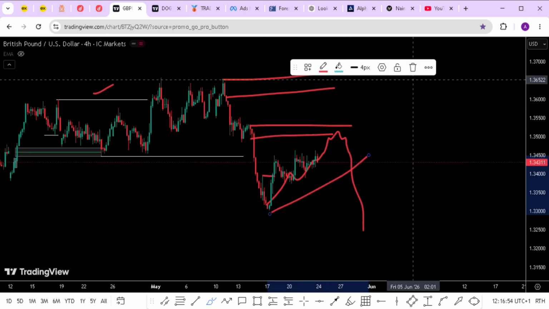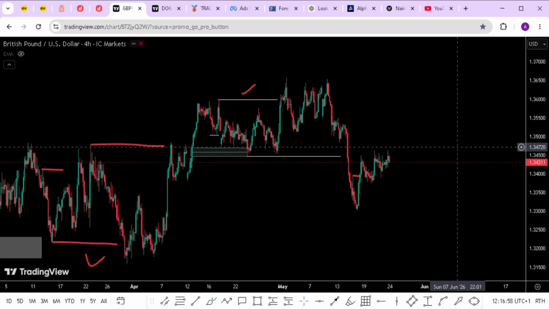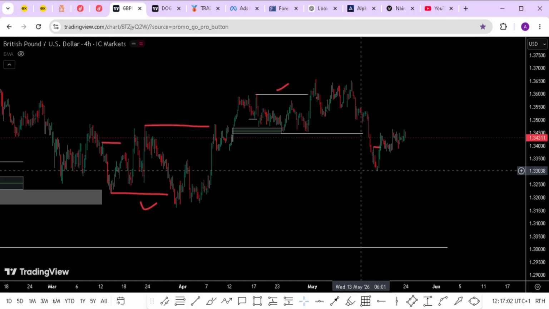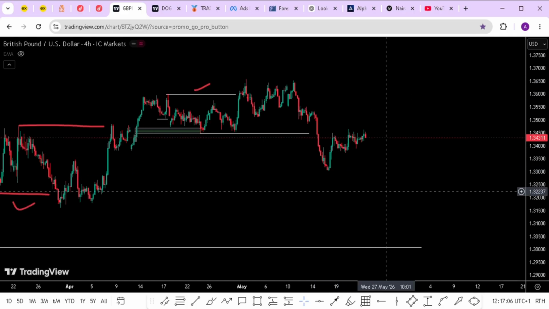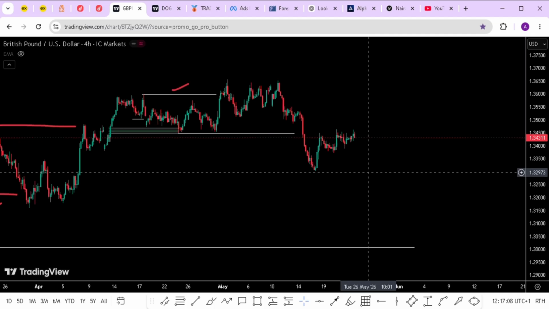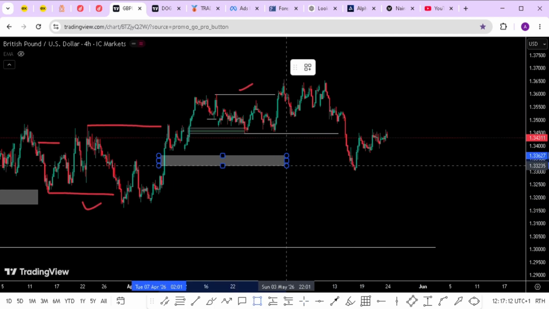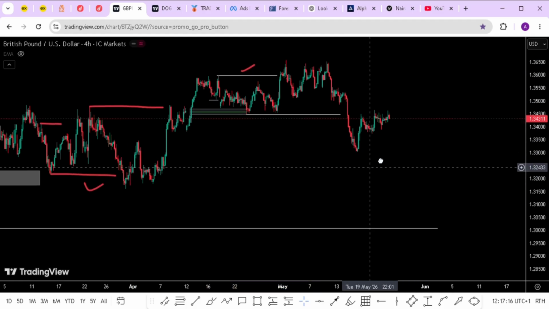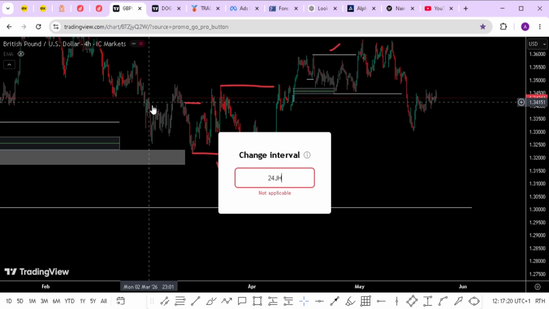But this is not the kind of setup that I'll be interested in. I want the market to at least show me a clear direction. Then I will engage in this kind of setup, because if you look at it, market is still trading inside this fair value gap, and this fair value gap can bounce the market to the upside. So what I will be preparing to do is 24H.